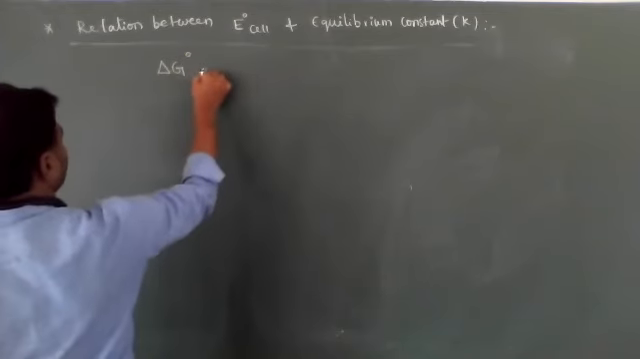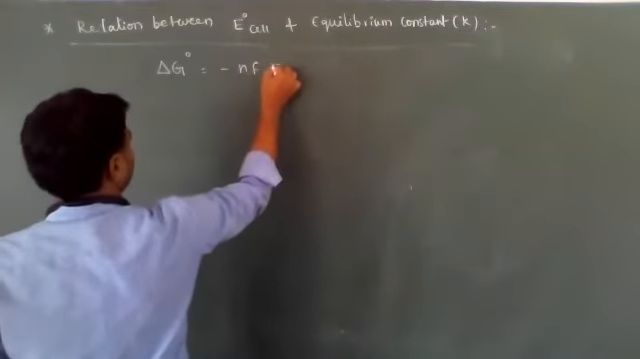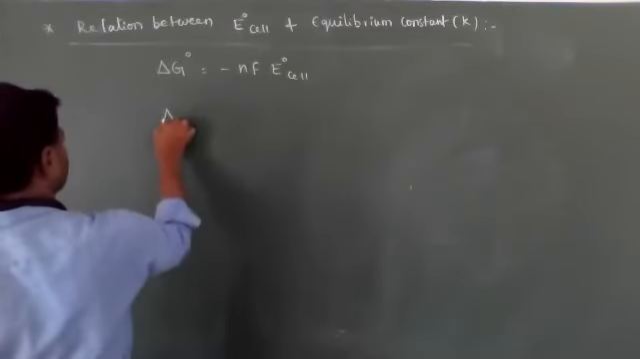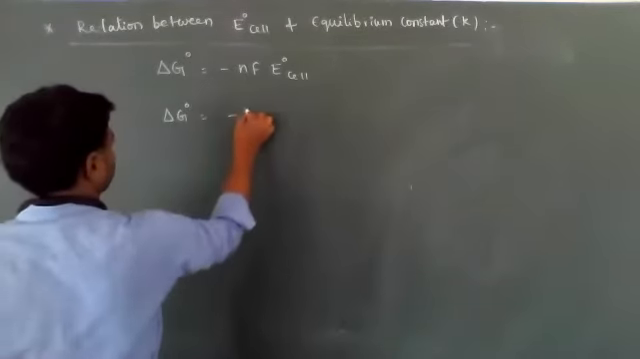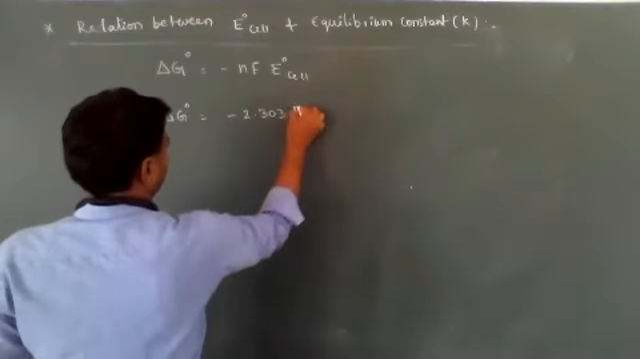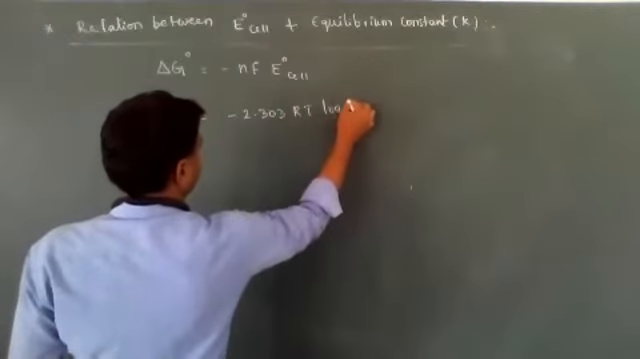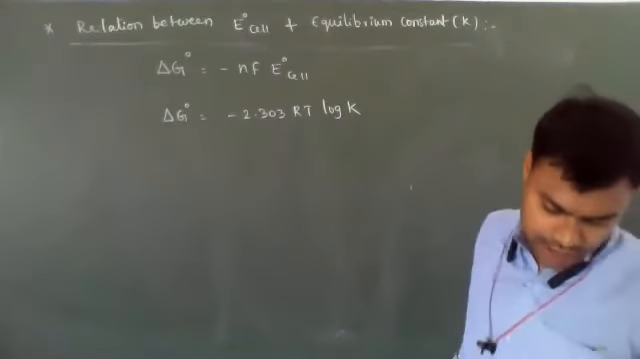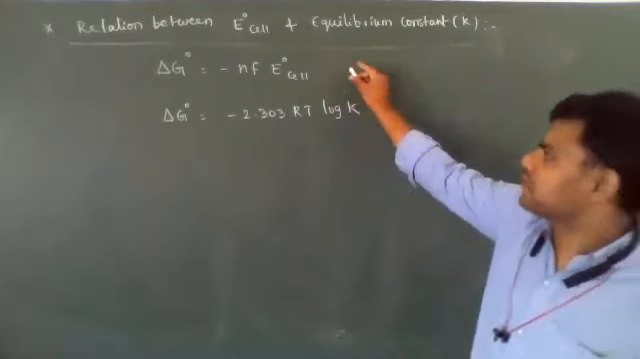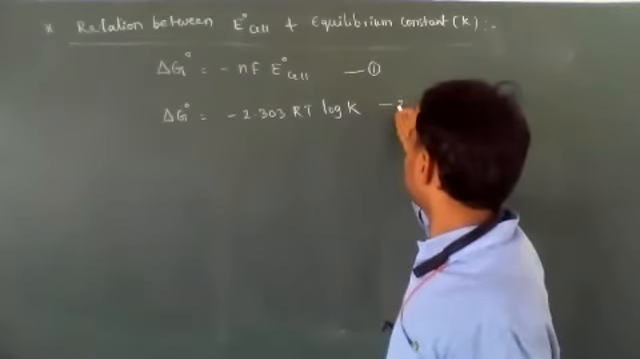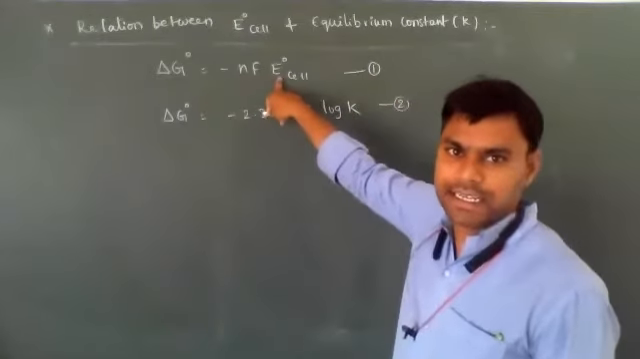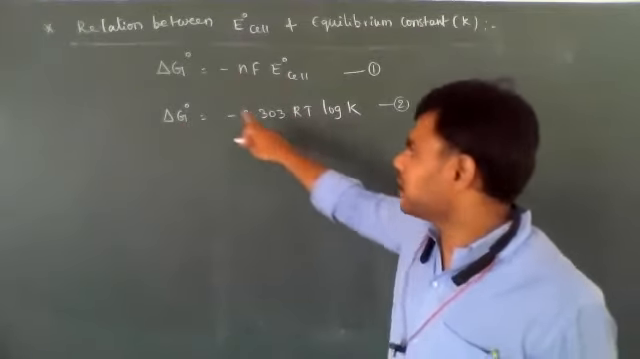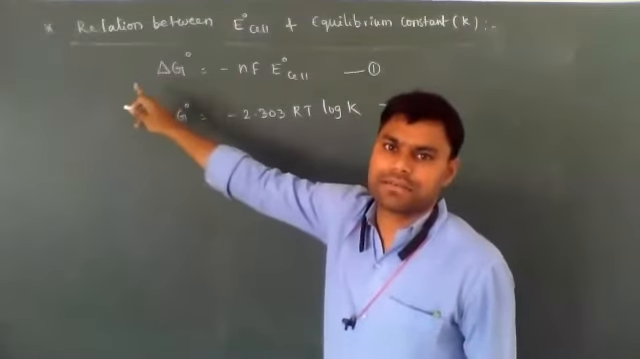Let's see, we know that delta G naught is equal to minus nF E0 cell. Okay, it is very clear. And delta G naught is equal to minus 2.303 RT log K. Delta G naught means standard Gibbs free energy change is equal to minus nF E cell. This is equation 1. This is the relation between delta G naught and E0 cell, and this is the relation between delta G naught and equilibrium constant. So here delta G naught and here also delta G naught, on the left side.